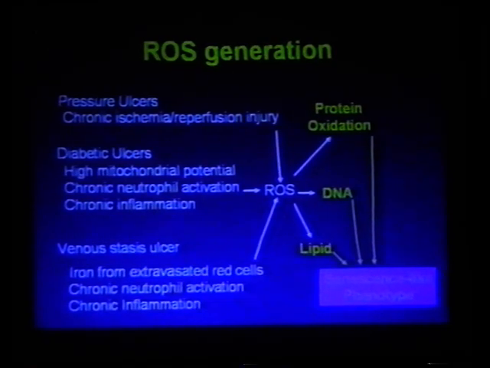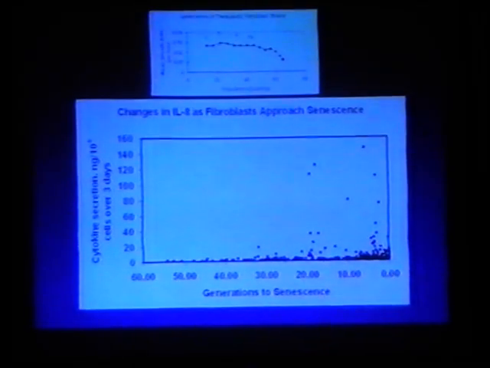Now, the fibroblasts are senescent, and there are a whole lot of reasons that they might become senescent. ROS is the one I'm emphasizing here, and you get ROS from a variety of sources: ischemia, reperfusion injury, iron from extravasation of red cells in the case of venous stasis ulcers, high mitochondrial potential in diabetic ulcers. And the ROS will damage proteins so that they don't break down properly, will damage lipids which will interfere with signal transduction, and attack DNA, which will cause cell cycle arrest.